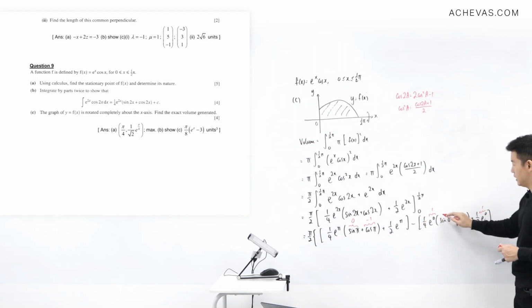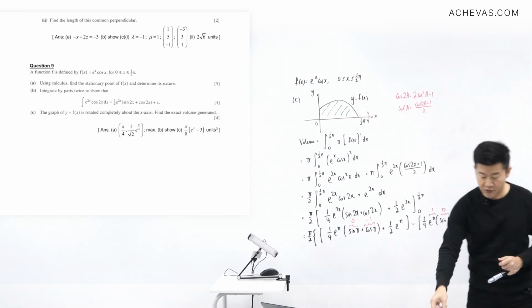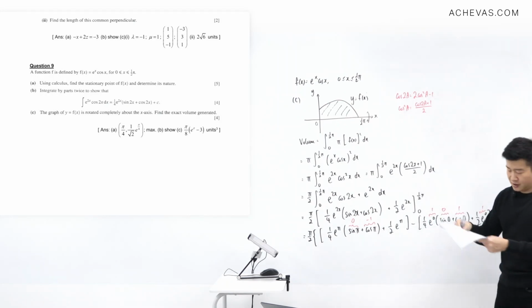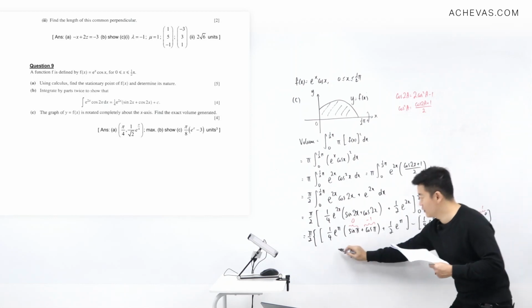This is going to be equal to 1. This is going to be equal to 0. And cosine 0 is equal to 1. So if you were to work this out, you will be getting this. Let me just write it down for you.